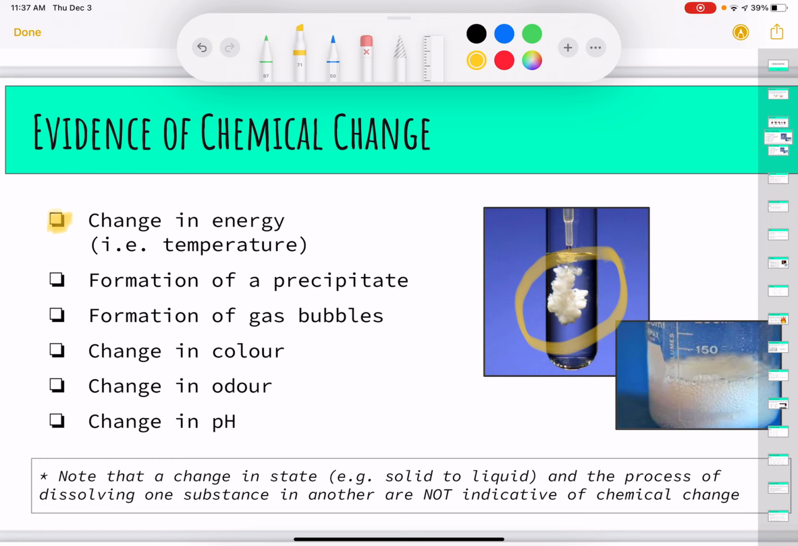That precipitate would go to the bottom. So you mix 2 liquids together and all of a sudden you see a solid in it. So a precipitate is really just a solid.